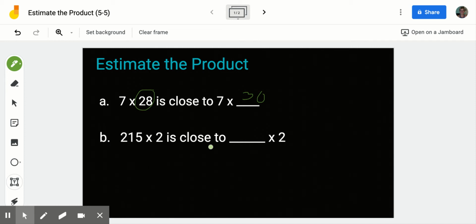215 times 2 is close to what number times 2? So again, we're going to look at the 215. That's the number that I can round. So it goes all the way up to the hundreds. So is 215 going to round down to 200 or round up to 300? It rounds down to 200. So when I estimate the product, I'm not going to solve for 215 times 2. I am going to solve 200 times 2.